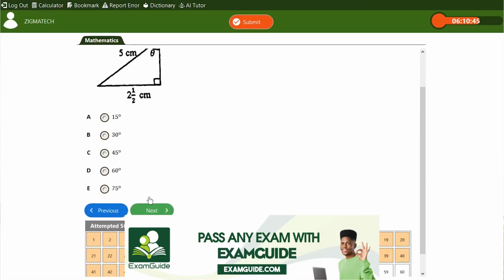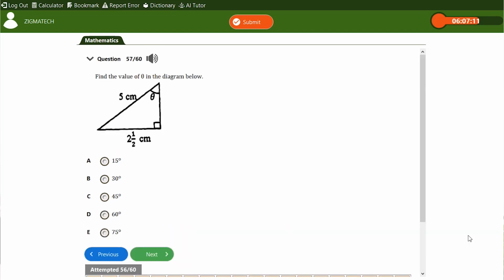Okay, so let's go to the next one, 57. Let's look at the next question, question 57. You should find the value of theta in the diagram below. This time they want us to find theta. They didn't give us what theta is, but they gave us two sides of the triangle. Theta is the angle there.